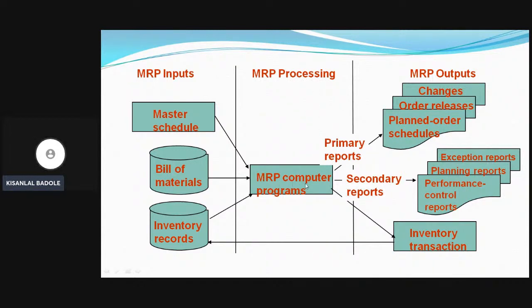It may be an MRP computer program. The primary requirement is that you must plan order and schedule, order release and after that charge. Friends, in the secondary report, what happens, it may be exception reports, planning reports and performance control reports that you require. After that there are inventory transactions. All this, with the help of the flow chart, shows how we are controlling from input to output. For material requirement planning purposes, we require this chart.